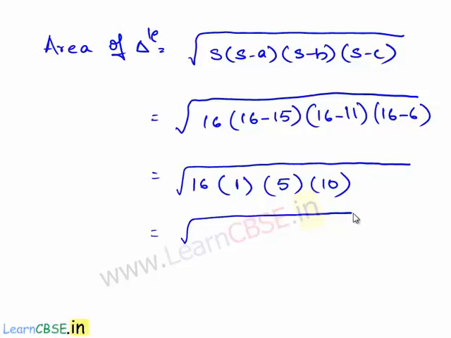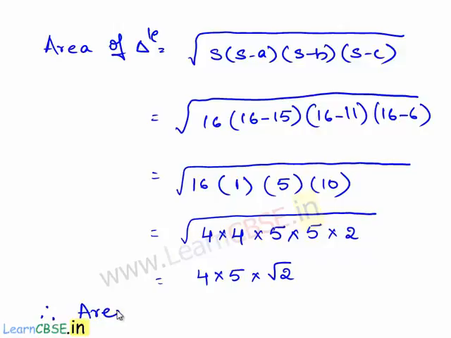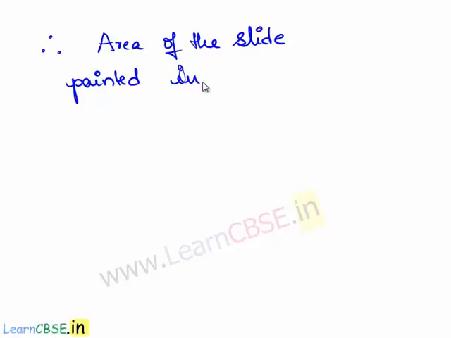So we have square root of 16 can be written as 4 times 4 times 5 times 10 can be written as 5 times 2. 4 times 4 is 4 square and 5 times 5 is 5 square. Therefore, we bring out 4 times 5 from the square root and we are left over with square root 2. Therefore, area of the triangle is equal to 4 times 5 is 20 times root 2, 20 root 2 meter square. Therefore, the area of the slide painted in color is equal to 20 root 2 meter square.